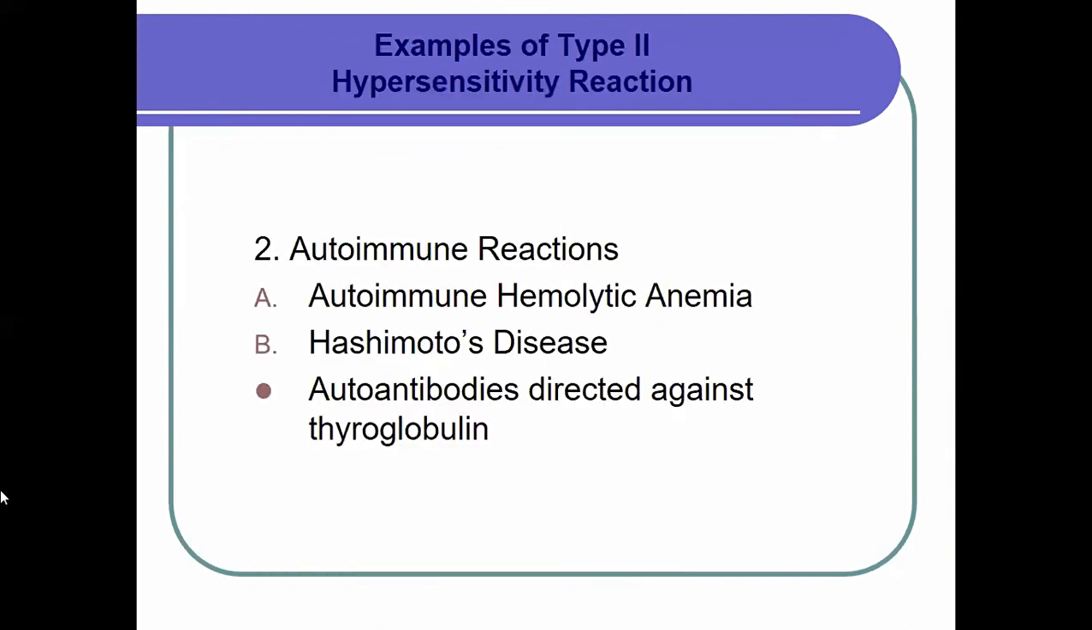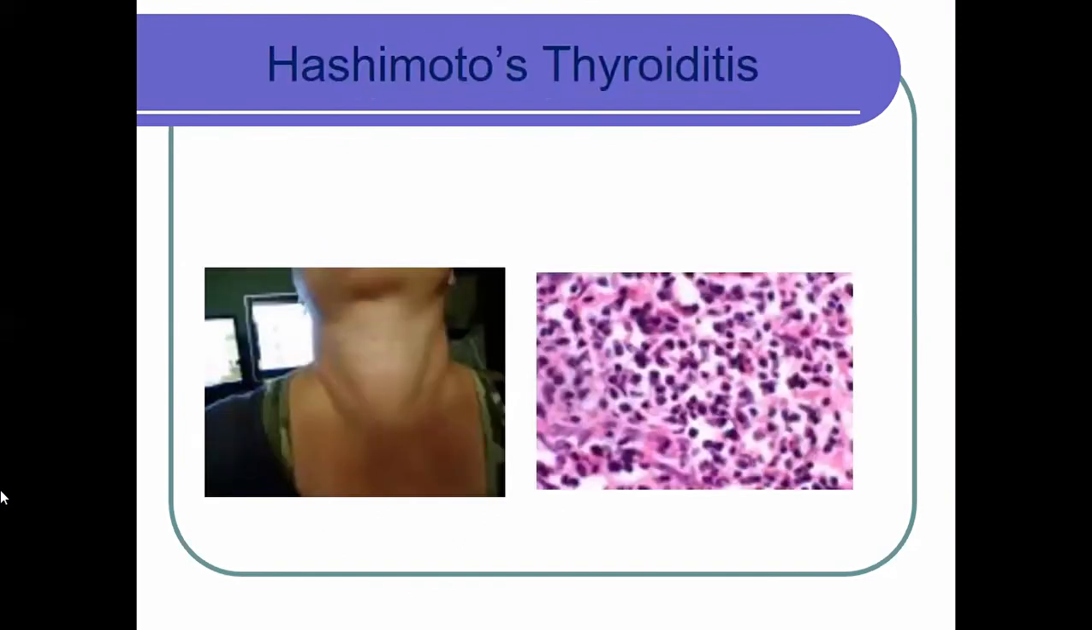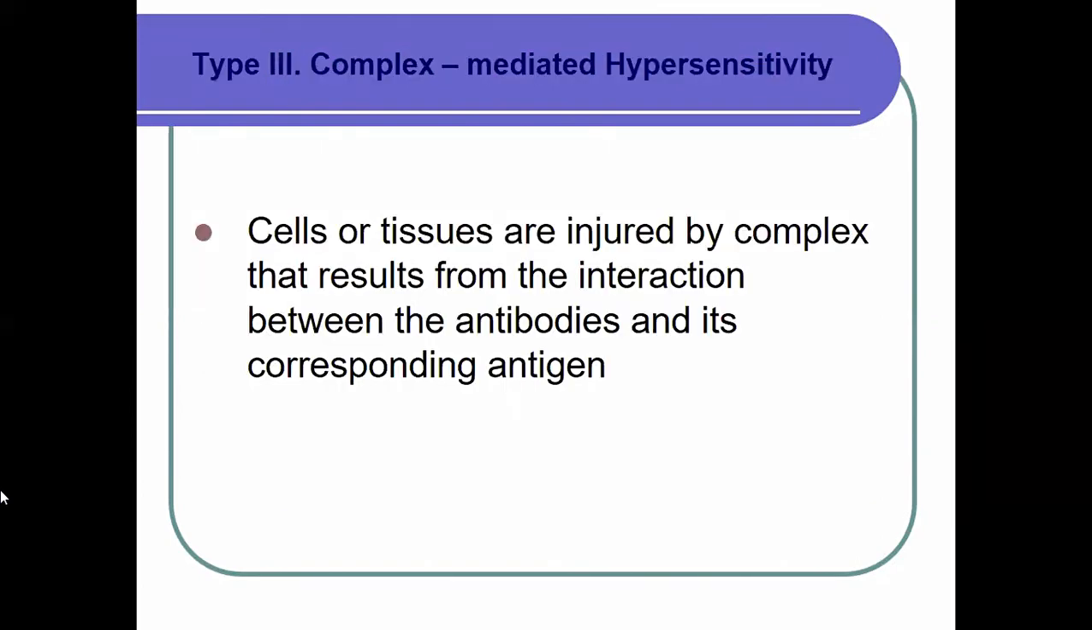Then we have the autoimmune hemolytic anemias and Hashimoto's disease. In Hashimoto's disease, there is formation of antibodies against the thyroglobulin molecule. So this is Hashimoto's thyroiditis. There is enlargement of the thyroid gland. Hey, yes, hapit na kita.